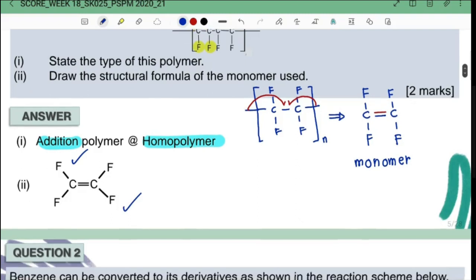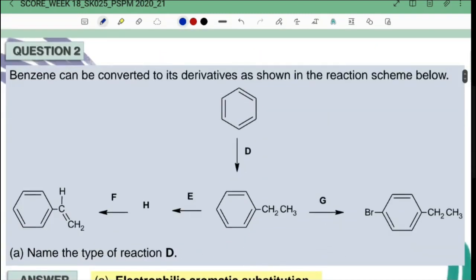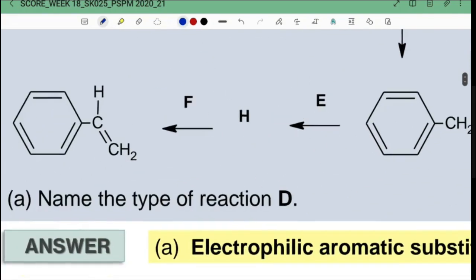Okay. If no question, I just proceed to question number 2. Benzene can be converted to its derivative as shown in the reaction scheme below. Name the type of reaction D. Okay, from benzene to alkyl benzene. Name the type. The type should be from the four options: addition, substitution, rearrangement, and elimination.